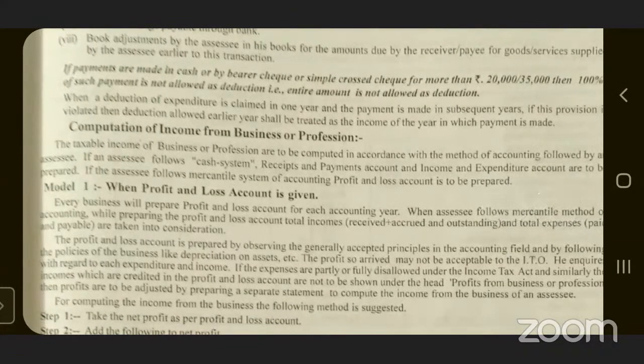If the assessee is following the mercantile system, profit and loss account information will be there. If the assessee is following the cash system, he will be maintaining receipts and payments account. If profit and loss account is given, what is the procedure of computation of income from business or profession? Let us see that one.